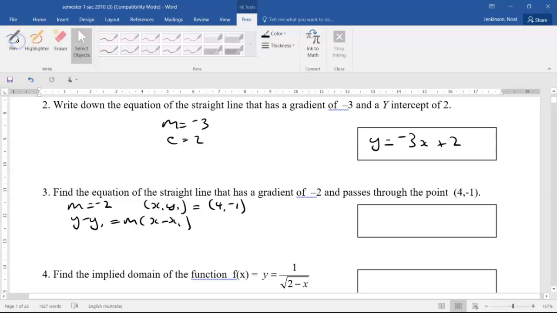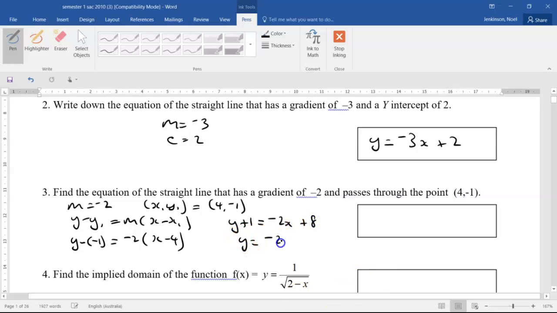Back to the pen, and you will get used to that very quickly. Y minus minus 1 equals minus 2 times x minus 4. And on the actual second test, you'll have many more lines than this. So I've got y plus 1 equals negative 2x plus 8. I've got y equals negative 2x plus 7. I think that's correct if I subtract the 1. I'll just check that. Okay, y equals negative 2x plus 7.